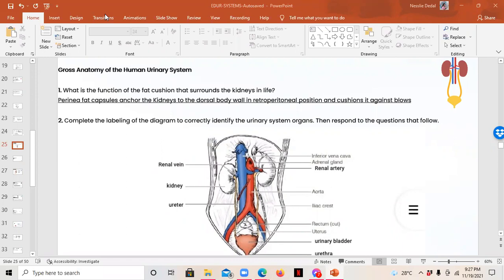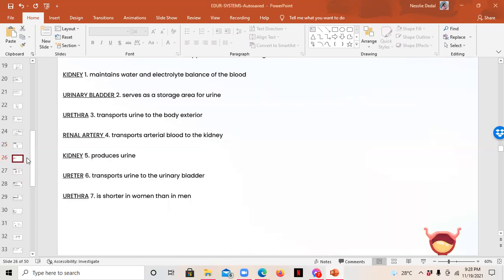Number 2, complete the labeling of the diagram to correctly identify the urinary system organs, then respond to the questions below. Peritoneal cavity, artery, urinary bladder, ureter, ureter, kidney, renal vein. Next slide.